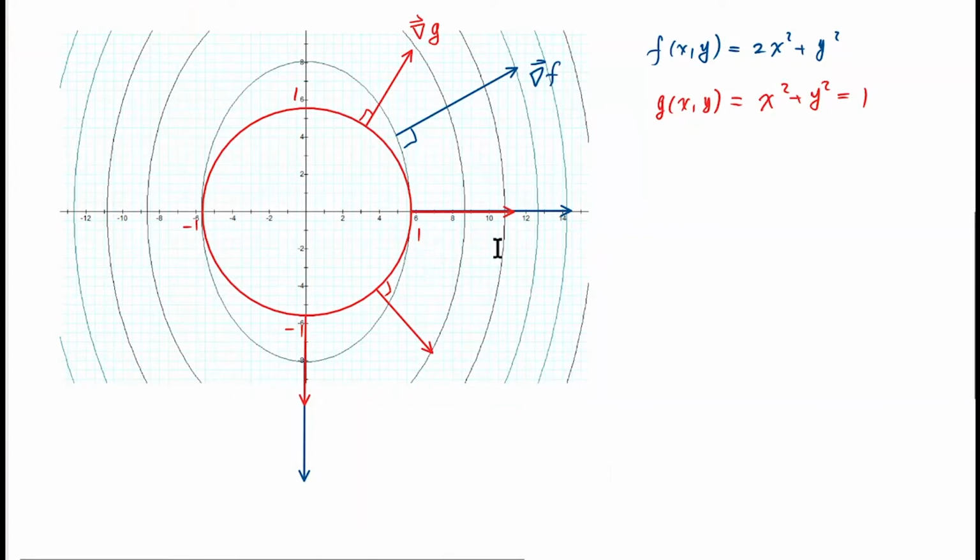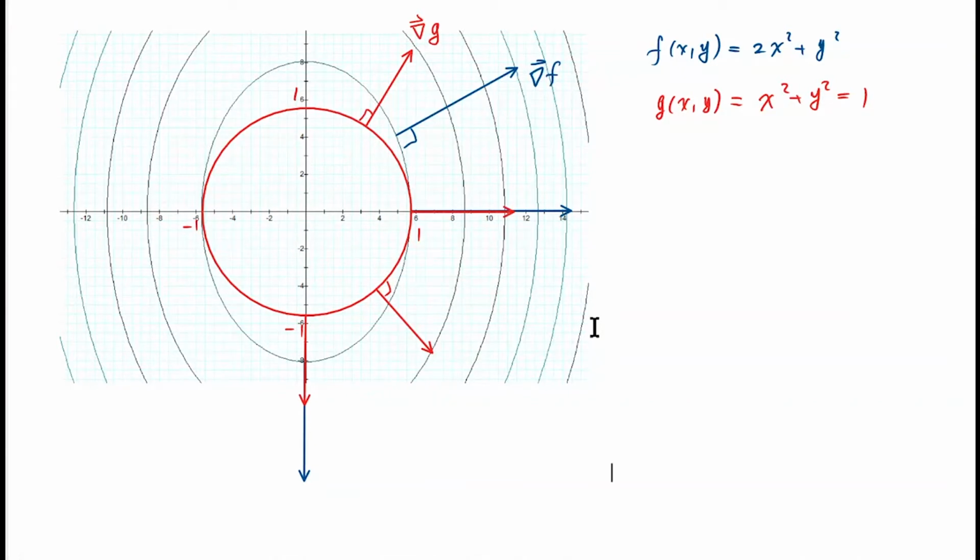So what we have noticed is at the candidate points, which were 1, 0, 0, 1, negative 1, 0, and 0, negative 1, these gradient vectors line up with our contour map. You know, see this contour plot, this curve and that curve is parallel to each other. And also there, if there's another ellipse in here, then that will be parallel right there. You get what I'm saying?